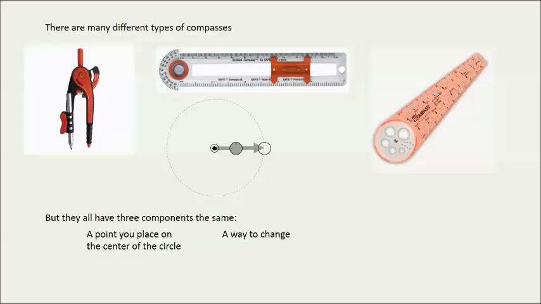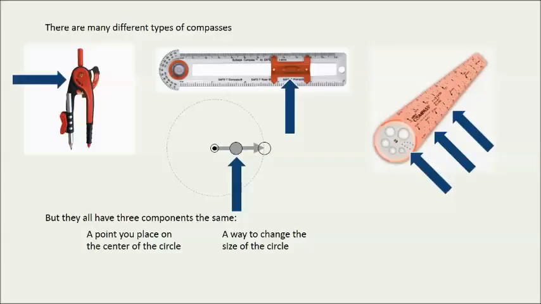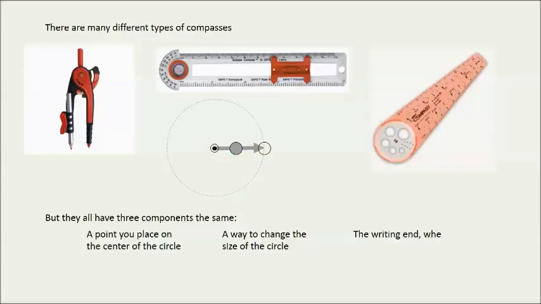They also have a way to change the size of the circle. With this compass, you can pull the 2 pieces farther apart. This one, you can slide left or right to change the size of the circle. On the computer, you're going to be able to pull the circle left or right to change the size. And with this compass, you can choose any of the little dots along its side to choose the size of your radius. And lastly, they are all going to have a writing end.